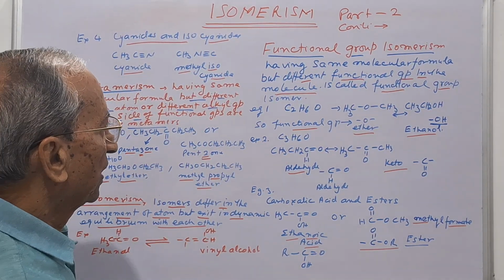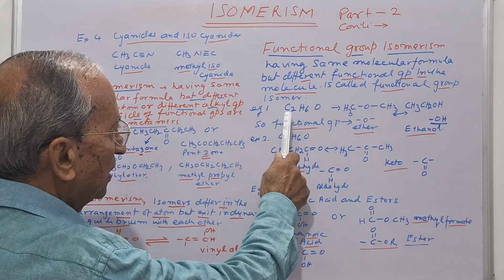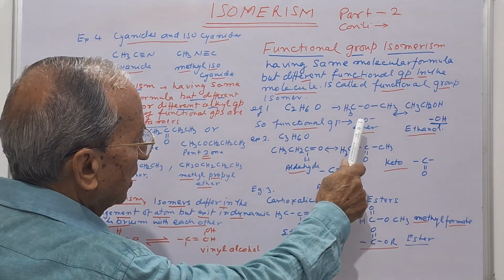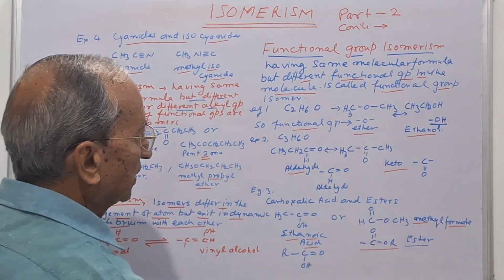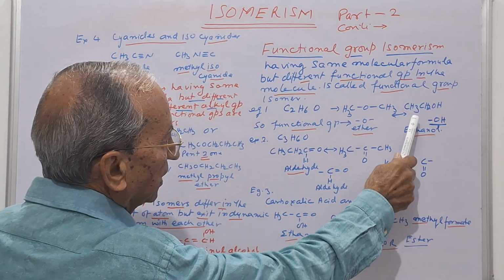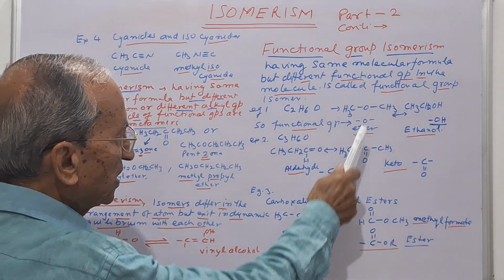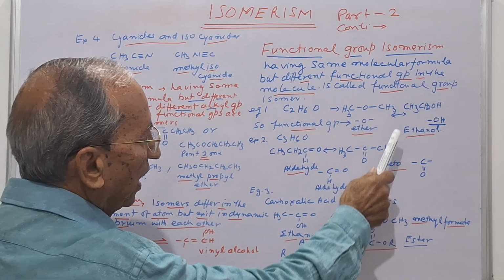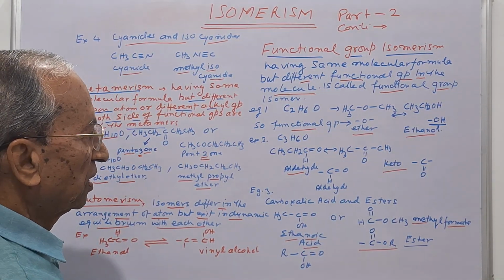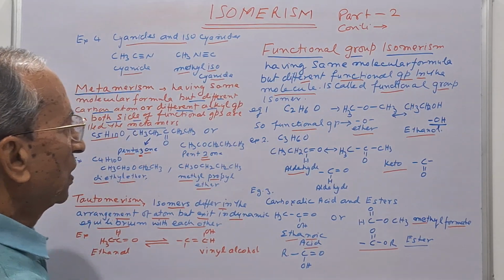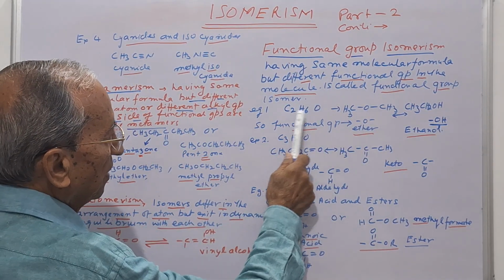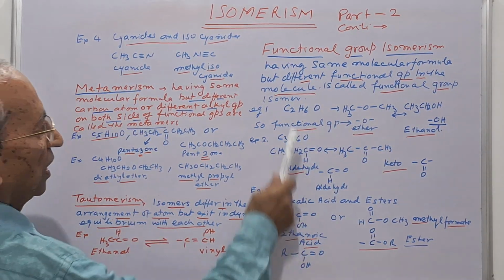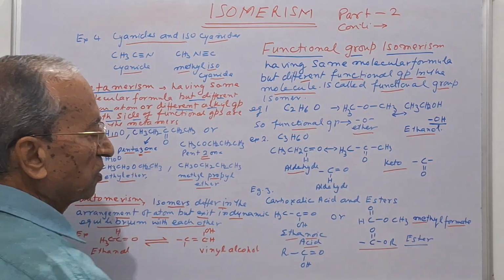For example, if we take the first example, C2H6O. Now it may exist in the form of dimethyl ether and ethanol. In the first case, the functional group is ether, that is O, and in the second case, the functional group is OH. So the molecules have the same molecular formula, but the functional group differs in the same molecule, that is known as the functional group isomerism.